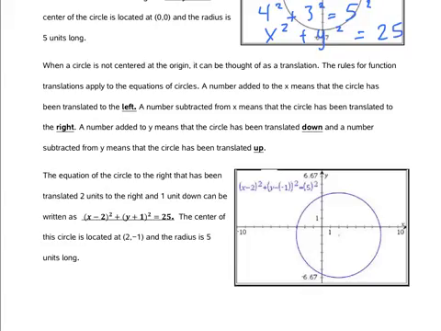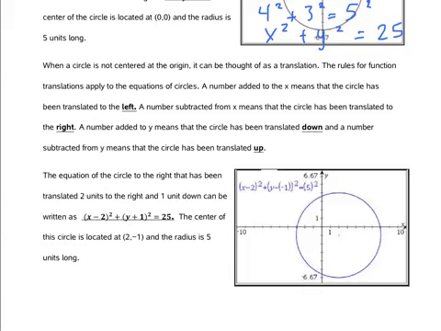When the circle is not centered at the origin, it can be thought of as a translation. The rules for function translations apply to equations of circles. A number added to the x means the circle has been translated to the left. A number subtracted from the x means the circle has been translated to the right. A number added to the y means the circle has been translated down, and a number subtracted from y means the circle has been translated up.